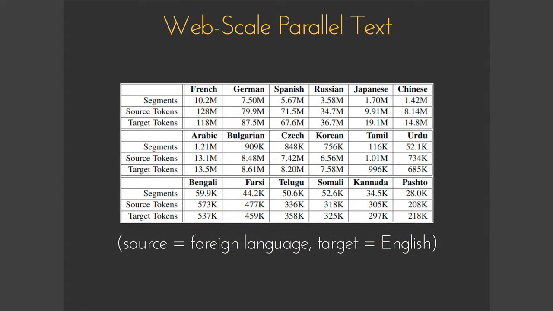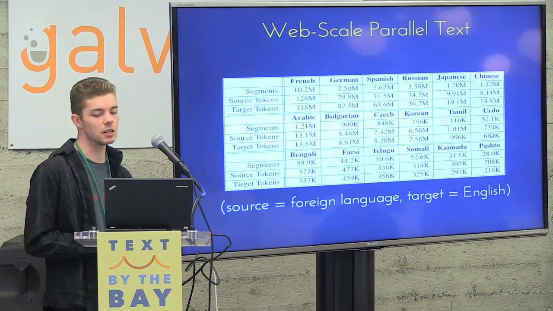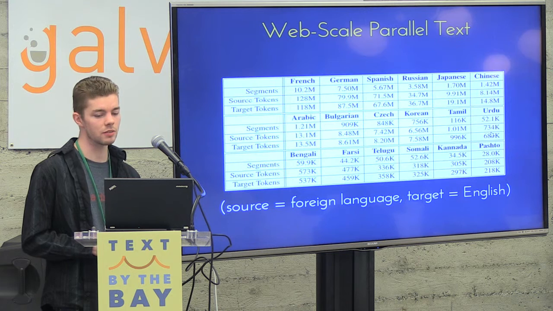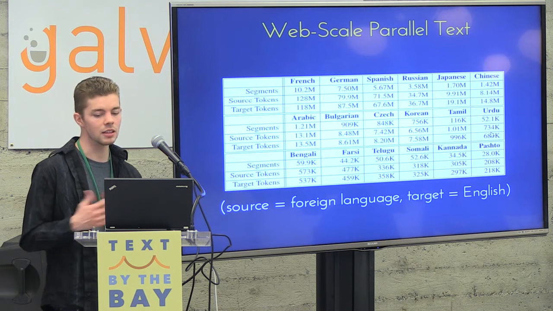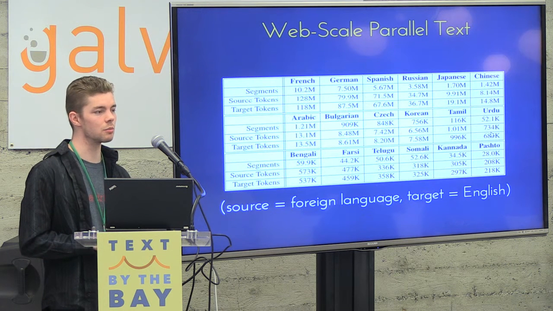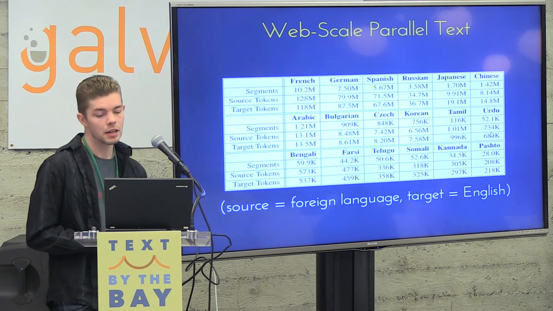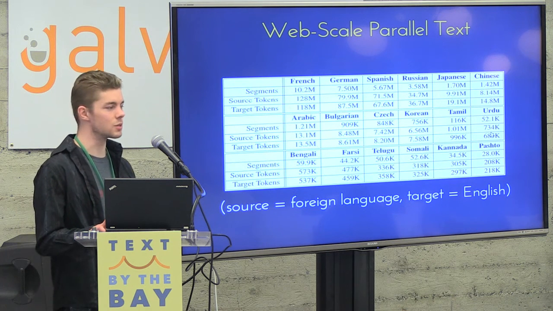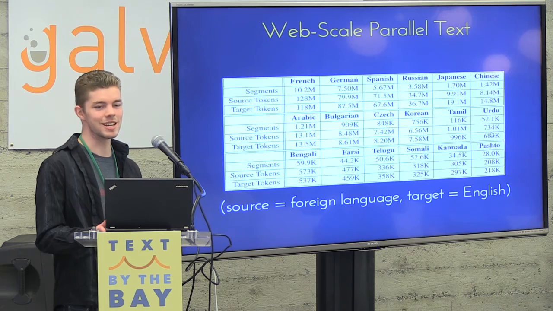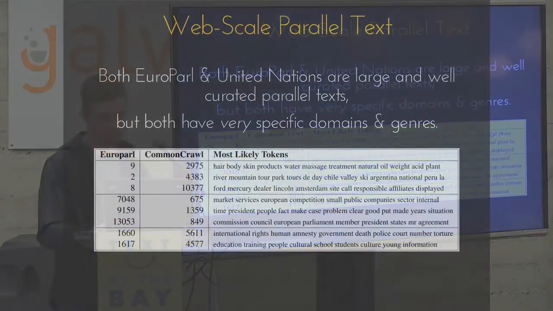And from that, they ended up with really quite a rich data set to use. In this case, the source language is a foreign language and the target language is English. They had things like 10 million segments of French, 7 million segments of German, and the list goes on, even to some languages you'd consider less likely to be seen, such as Farsi, Telugu, and Somali. And all of this, of course, is useful for machine translation because it's usually so hard to get anything for machine translation in quantity.